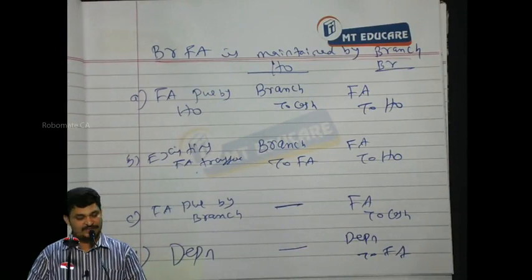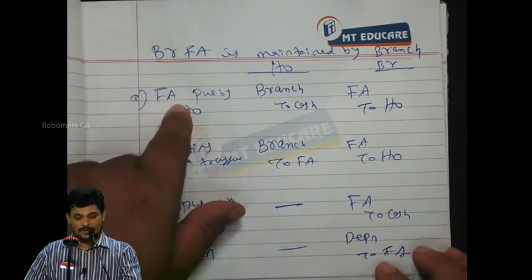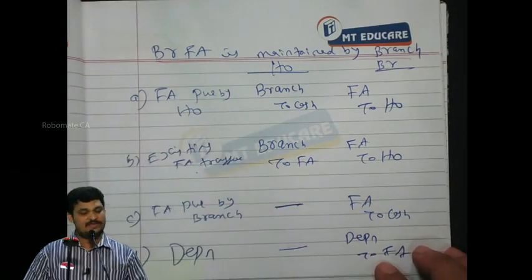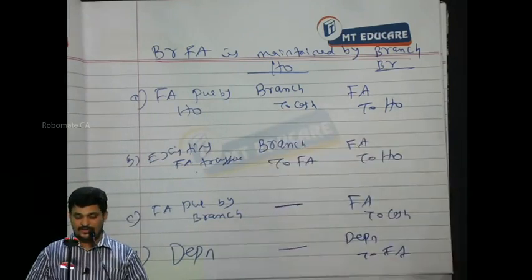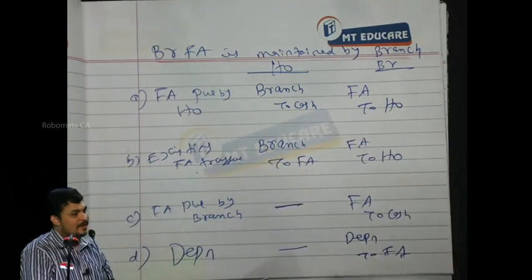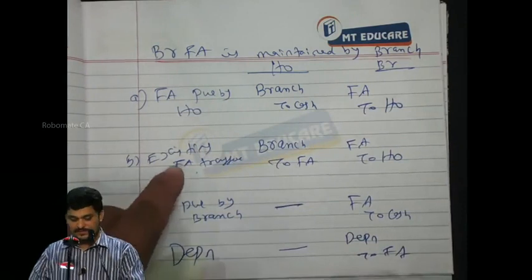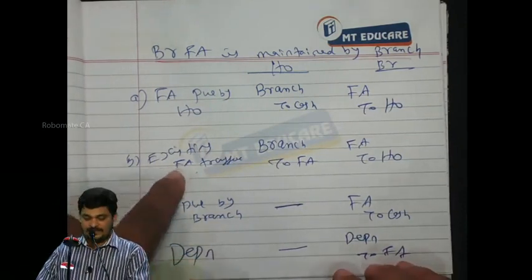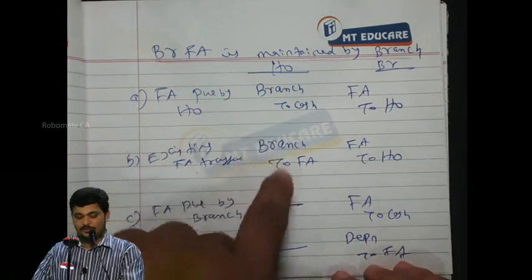In that case, what are the entries? Fixed asset purchased by head office: the entry is branch to cash. In the books of branch, fixed asset to head office. Existing fixed asset transferred: branch to fixed asset.